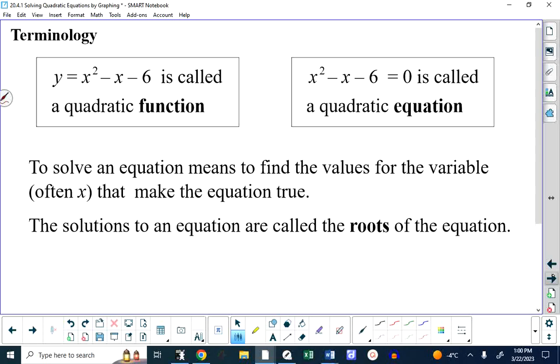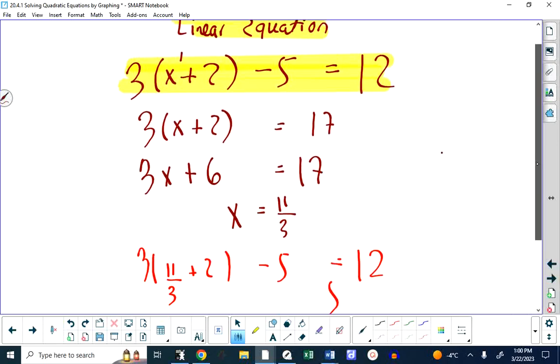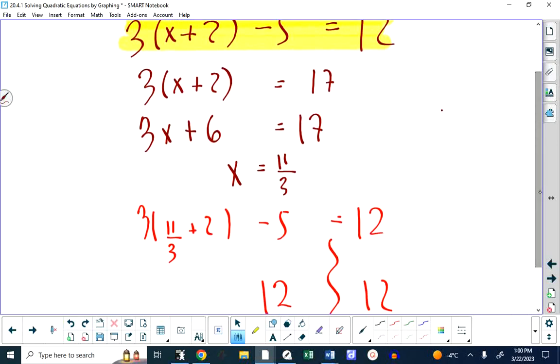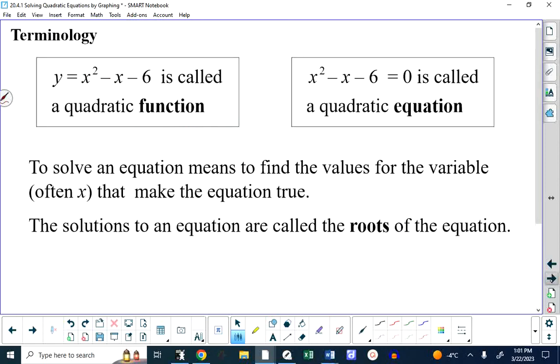So if I say to you, find the solutions, or find the solution to this equation in yellow, the solution is 11 over 3. If I say determine the root of that equation, the root is 11 over 3. Root is another word for solution. Okay? The solutions to an equation are called the roots of the equation.